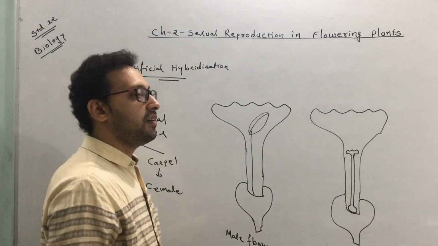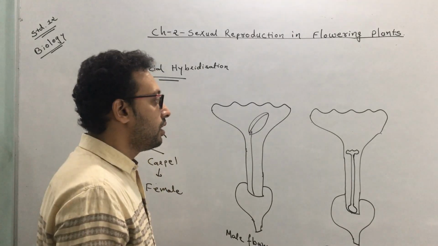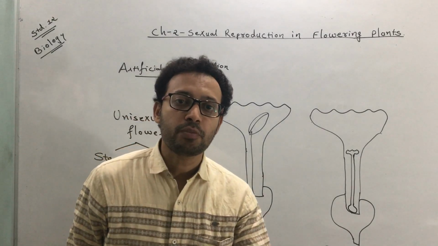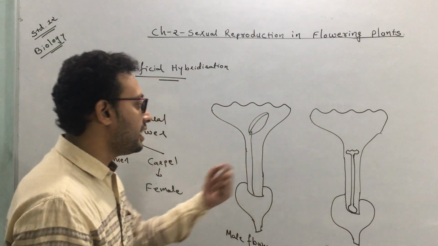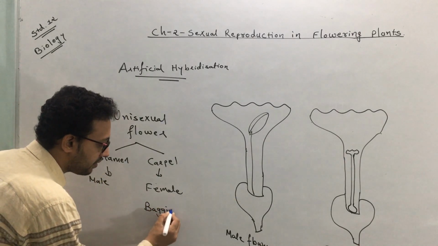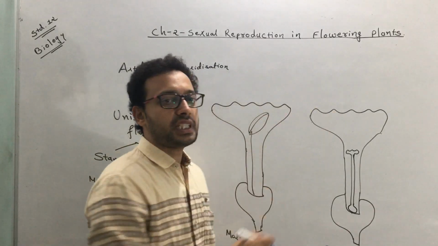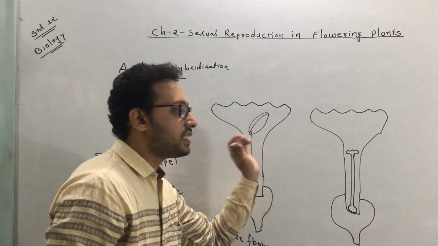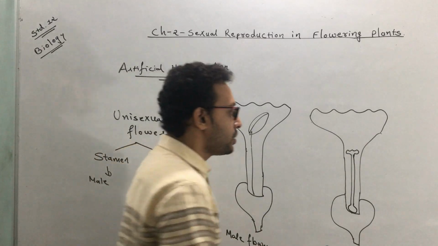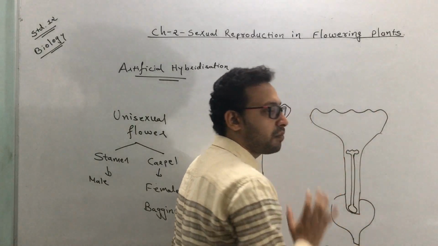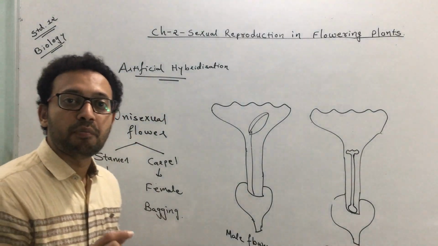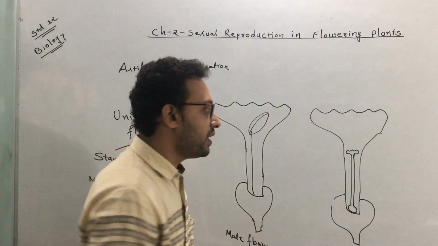Now here male and female flowers are different. So we don't have to perform both techniques as we did in the bisexual flower. In the bisexual flower we performed two techniques, emasculation and bagging. But in the unisexual flower, you just have to perform bagging. There is no need to remove the anther because the male flower is one and the female flower is another. There is no chance of self pollination. So here we just cover it with butter paper. And this covering process is called bagging.